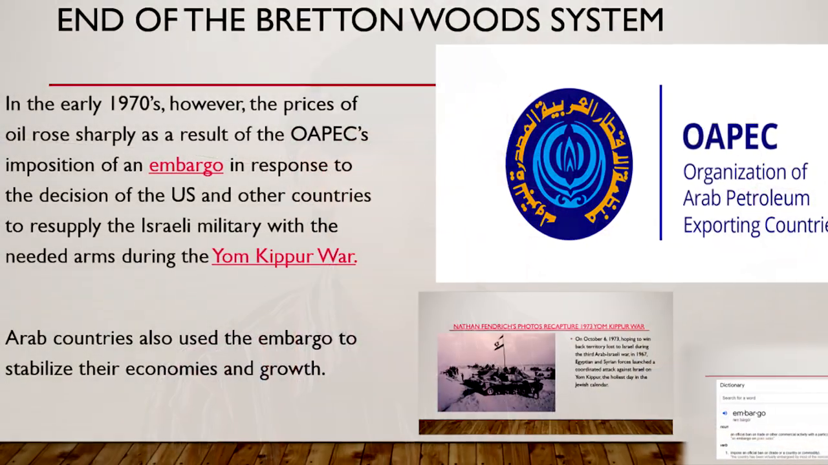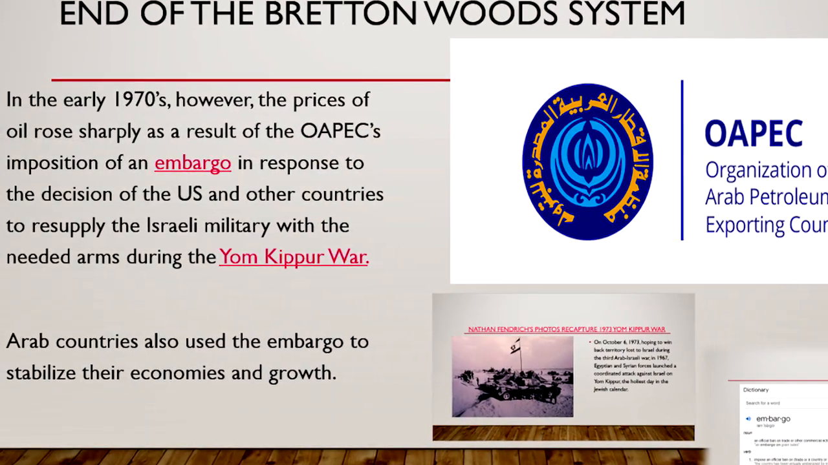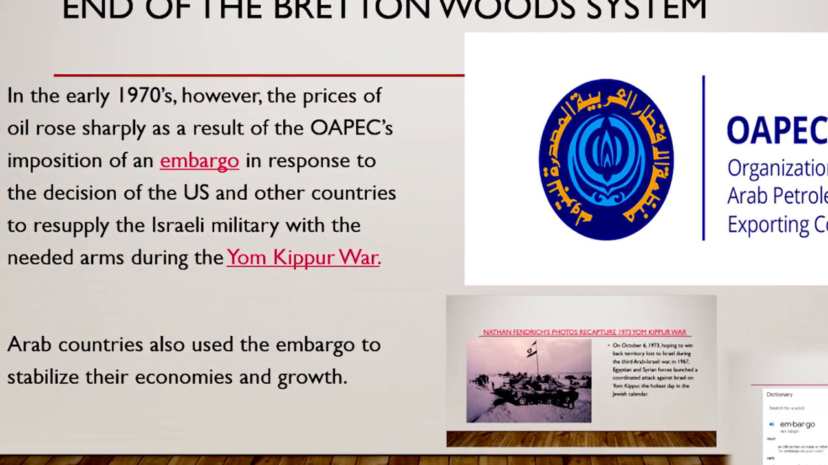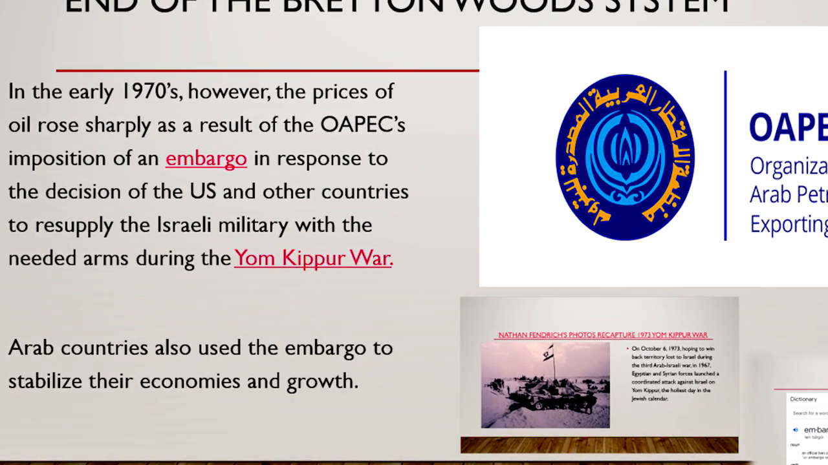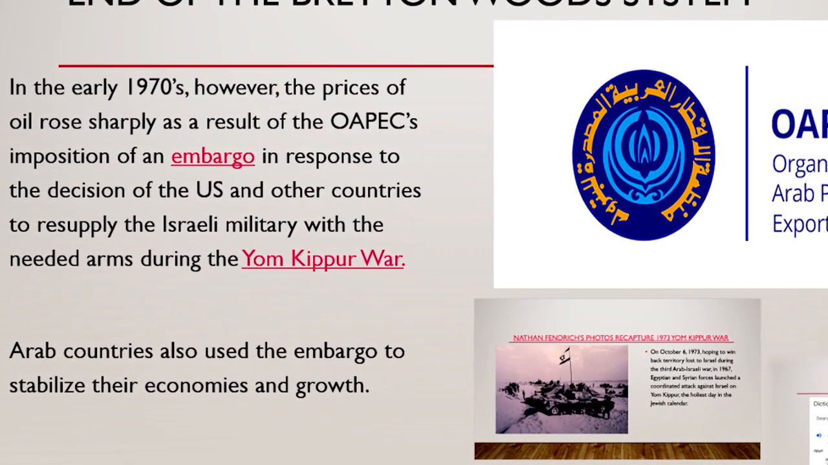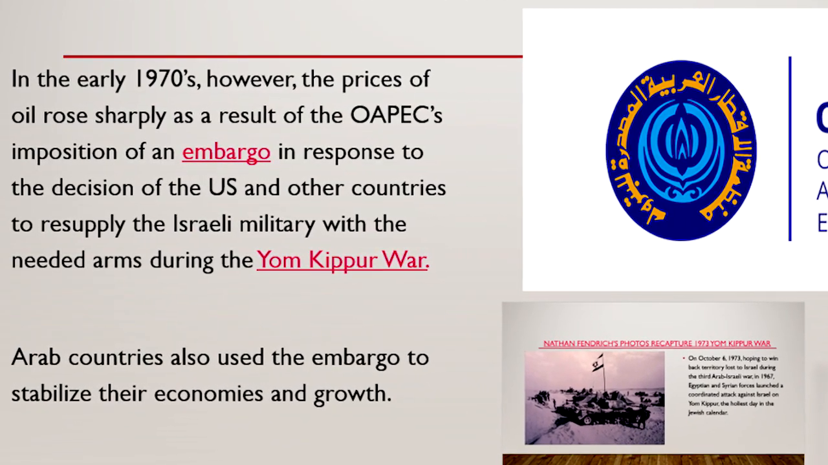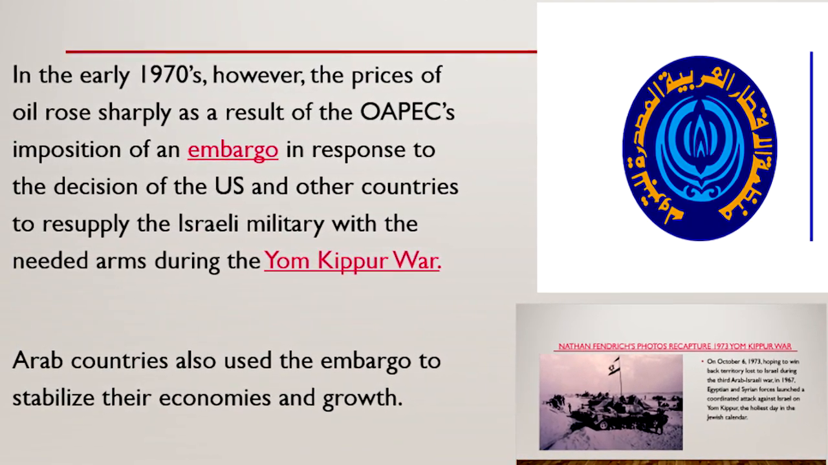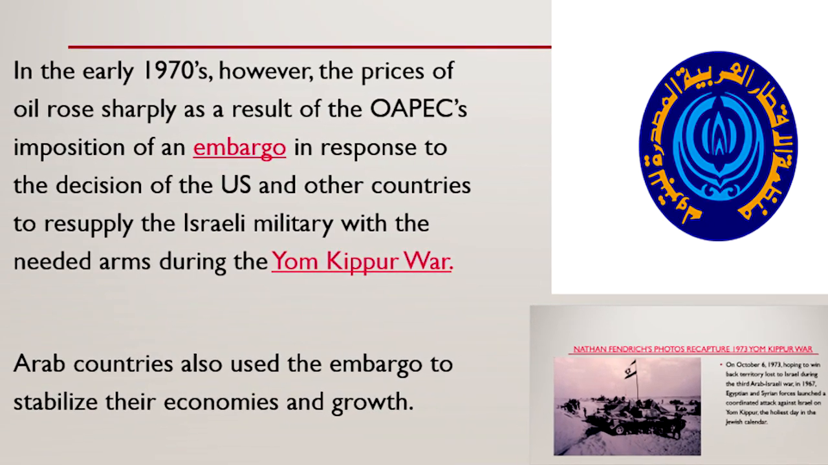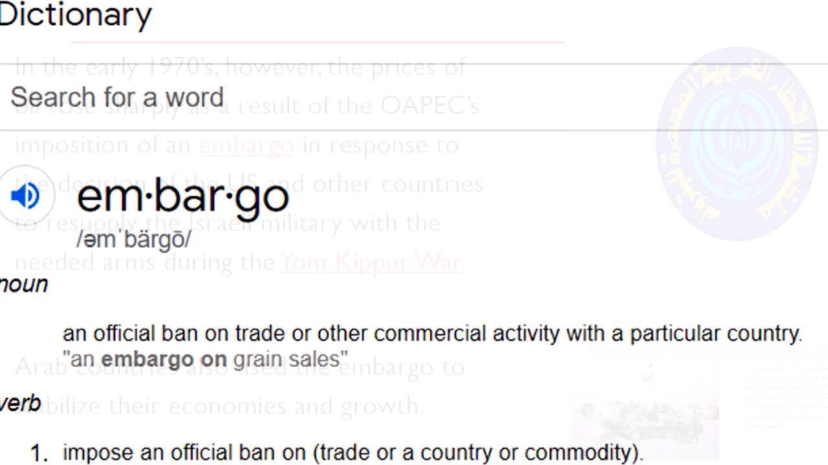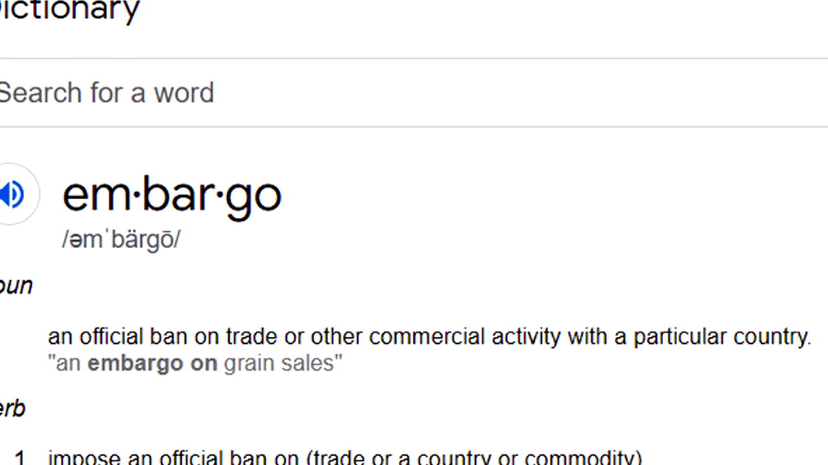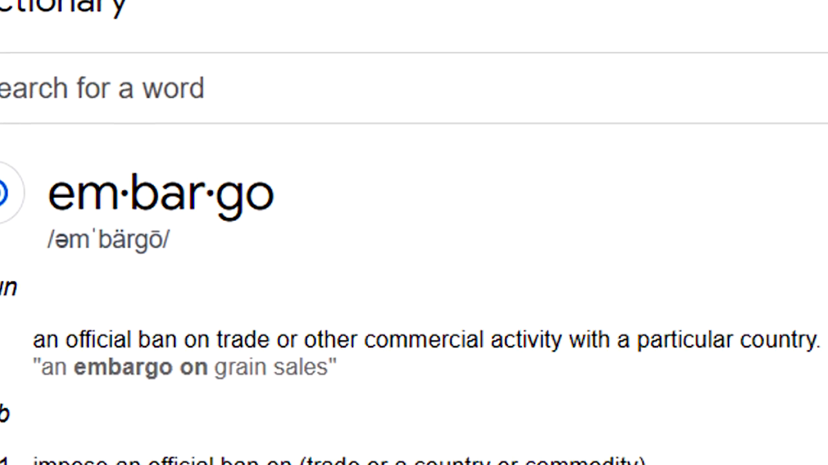Nothing lasts forever. So the Bretton Woods system ended. Paano? Tingnan natin. So, in the early 1970s, however, the prices of oil rose sharply as a result of the OAPEC, the Organization of Arab Petroleum Exporting Countries, imposing an embargo. Ano yung embargo? Before natin ituloy yung sentence, let us take a look at what is embargo. So, embargo is an official ban on trade or other commercial activity with a particular country.